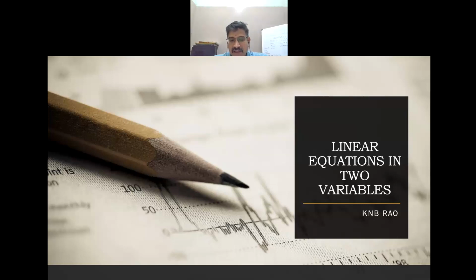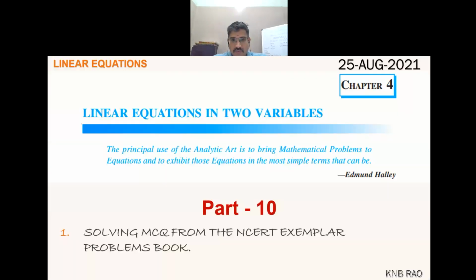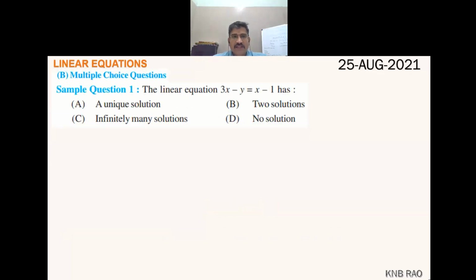But today we will start solving the questions from the MCQ, objective type questions from the same exemplar problems book. Questions start with the MCQ sample questions. Sample questions 1, 2, 3 are there, then exercise 4.1 will come. Coming down to sample question 1.